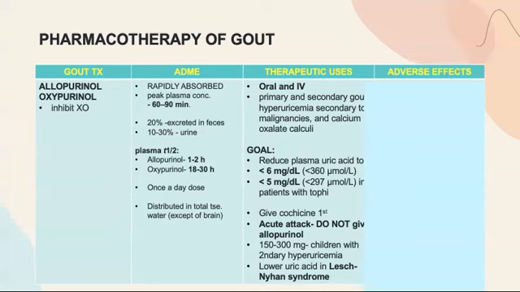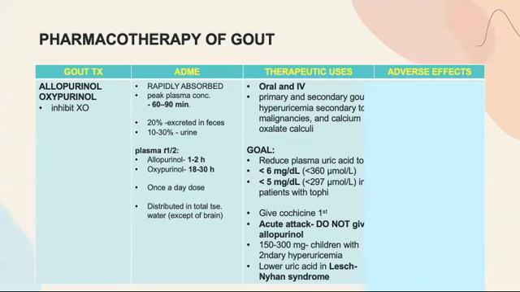The usual daily dose in children with secondary hyperuricemia associated with malignancies is 150 to 300 milligrams, depending on age. Allopurinol is also useful in lowering the high plasma concentrations of uric acid in patients with Lesch-Nyhan syndrome, which has orphan designation, and thereby prevents the complications resulting from hyperuricemia.